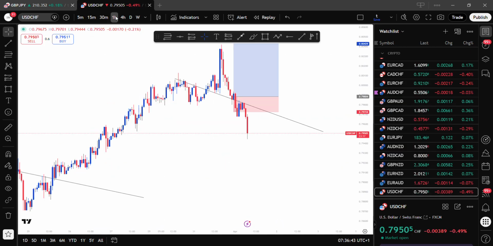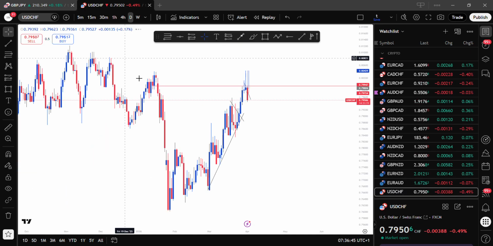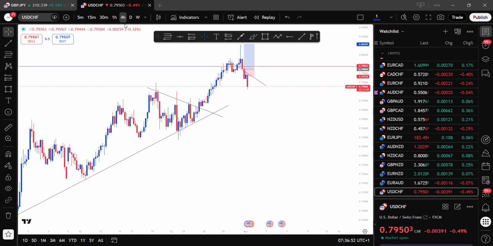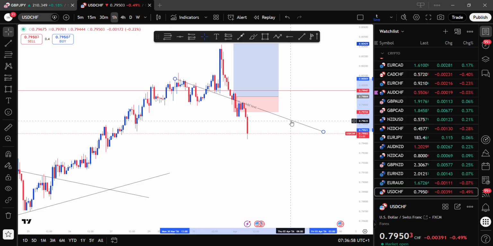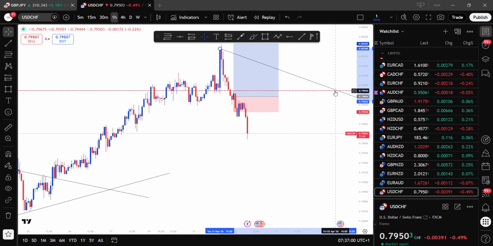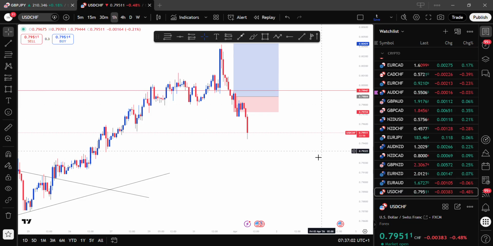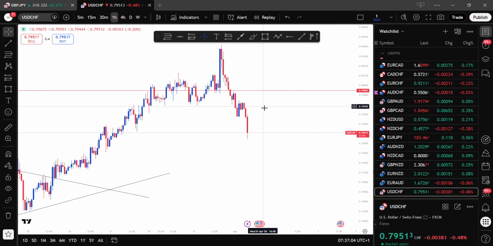On USD CHF, you check the daily time frame, you can see market respected this other block already. So let's see on the 4 hours what's happening. Then on the 1 hour, this market just keeps giving a rough age. There's no entry on this for now. So let's just keep it in.